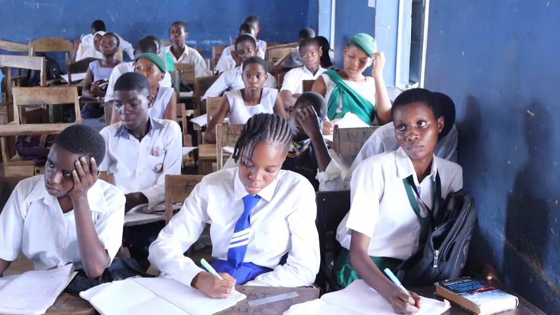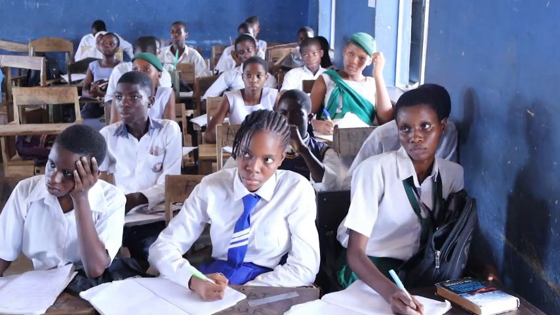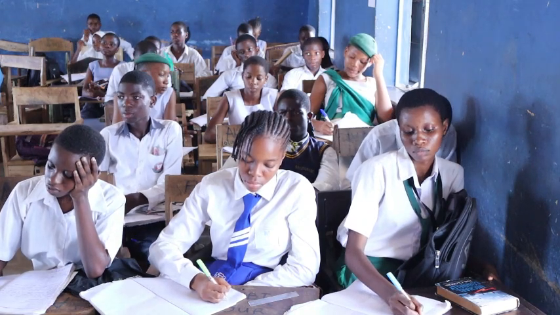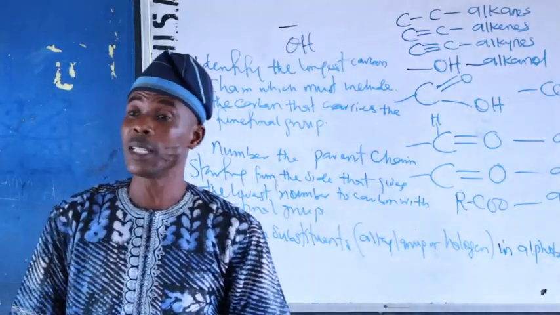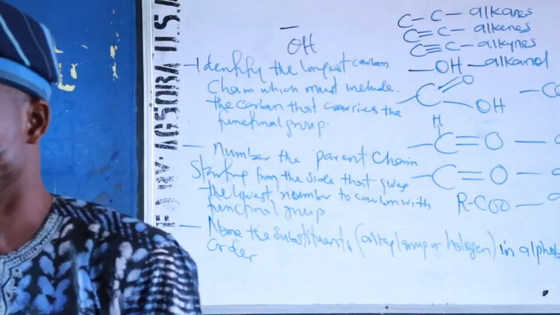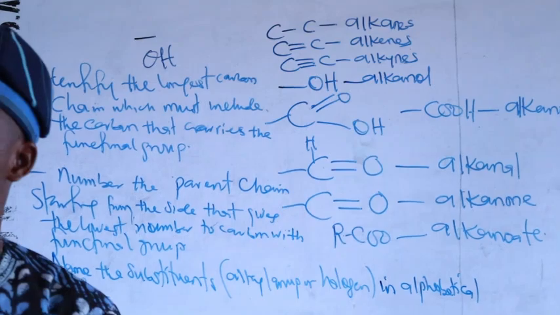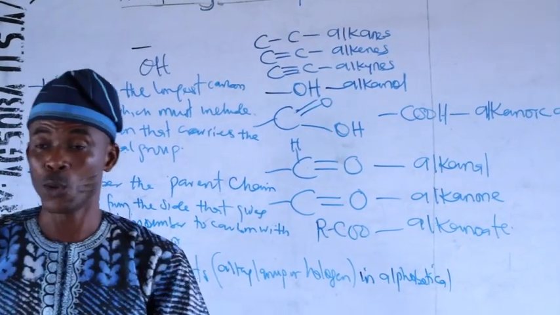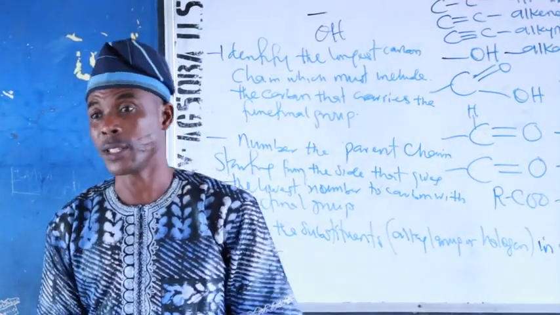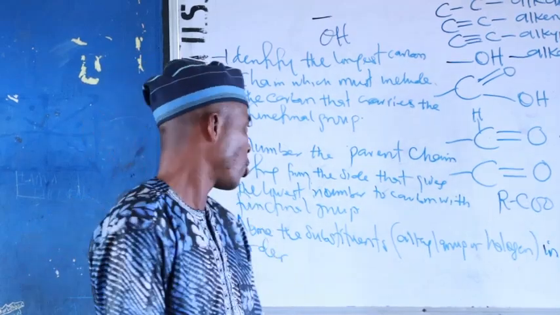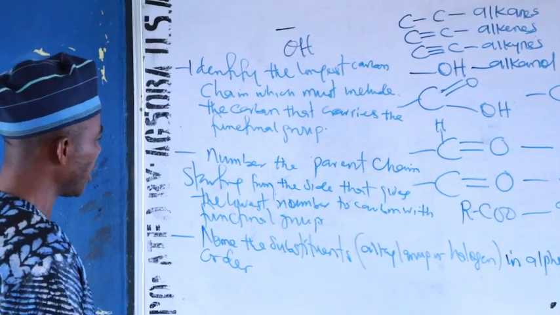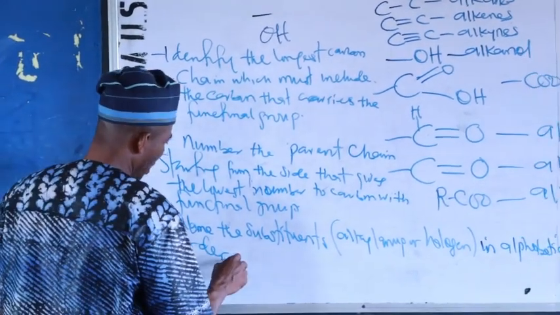So name the substituents in alphabetical order. That means if we have different substituents, for example, we have bromine and we have chlorine, that means you mention or you name bromine before chlorine. Or we have methyl, we have chlorine. You should name chlorine before methyl. So, name the substituent that is alkyl or halogen in alphabetical order.